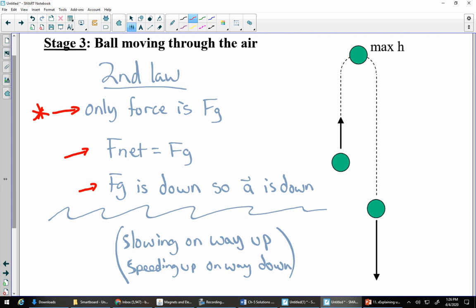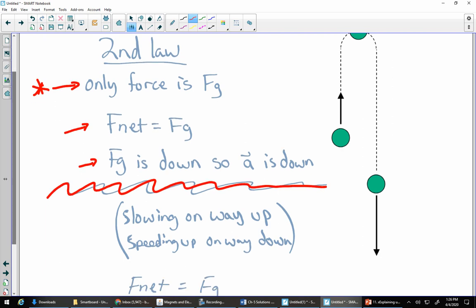So this, I put a bit of a zigzag line here. Above the zigzag line is good enough to get you full marks on a question. We could take this one step further though, actually two steps further, and that's what I've done below the zigzag line. So taking us back to kinematics, it's slowing down on its way up.